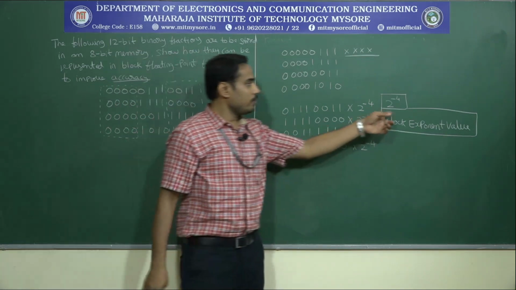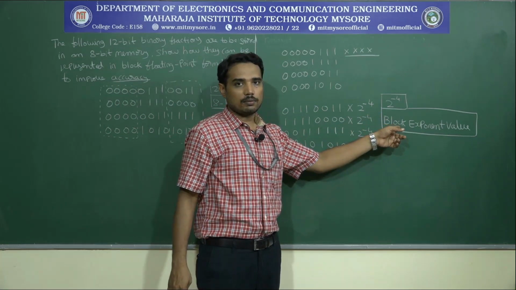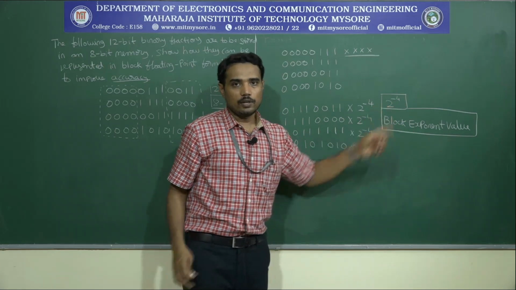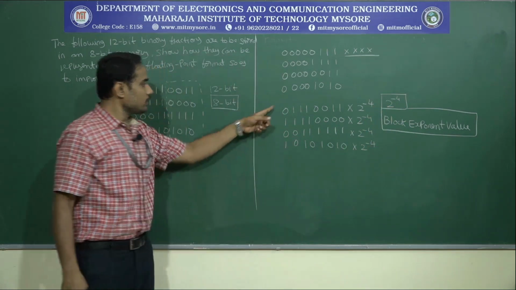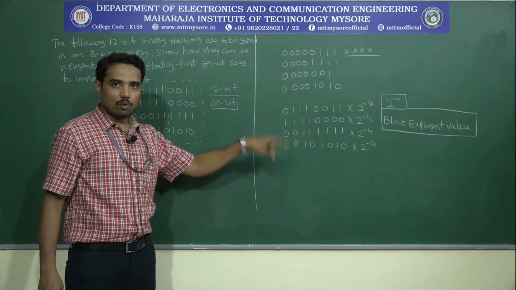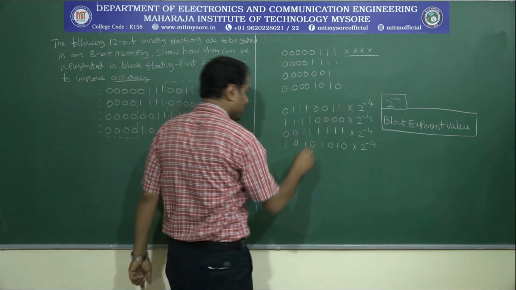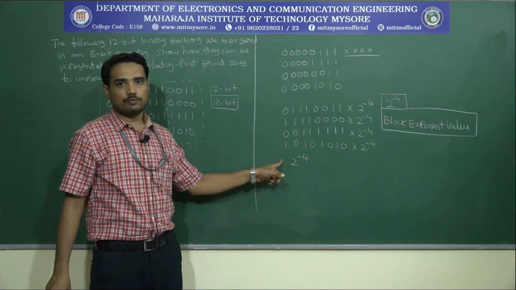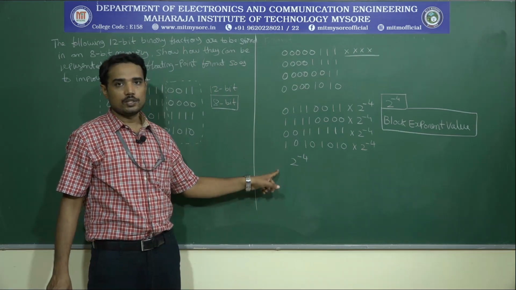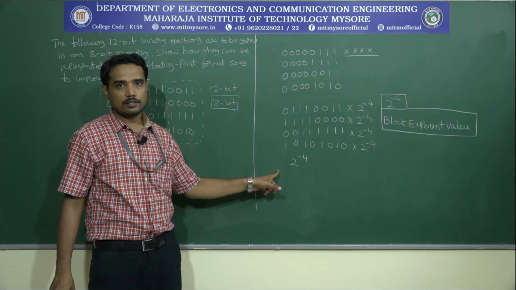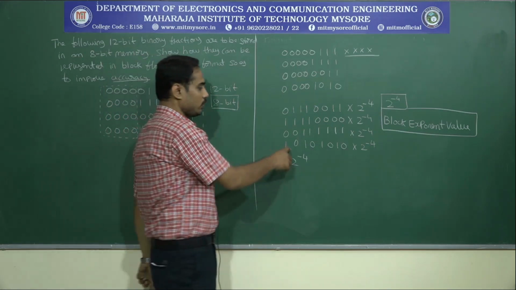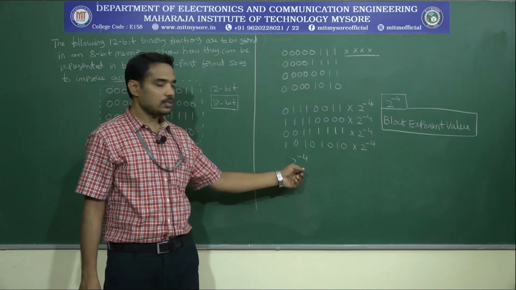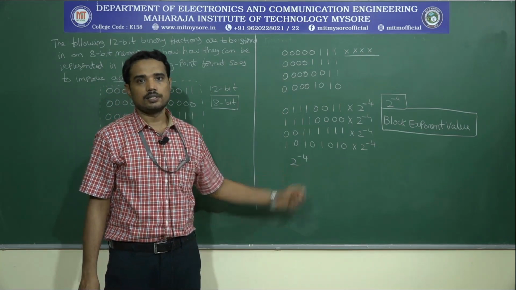Like this, we are going to see the block exponent value, that is 2 power minus 4 in this case. Along with these 4 memory locations, one more memory location is required for 2 power minus 4 for the purpose of storing the result. So 4 plus 1, 5 memory locations are required for storing this result. Thank you.